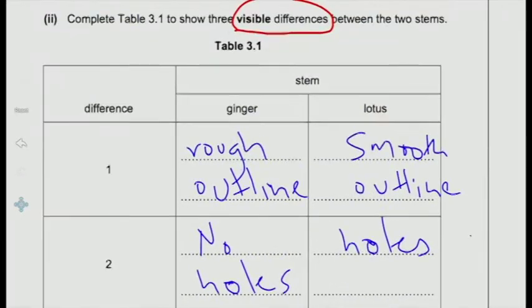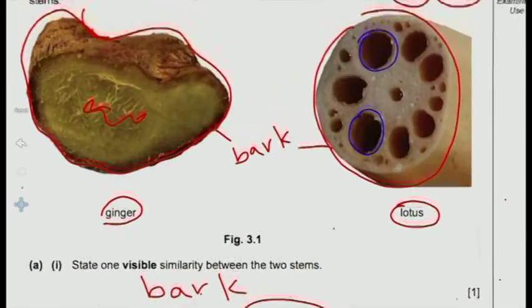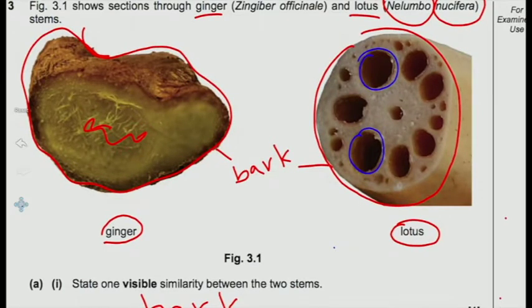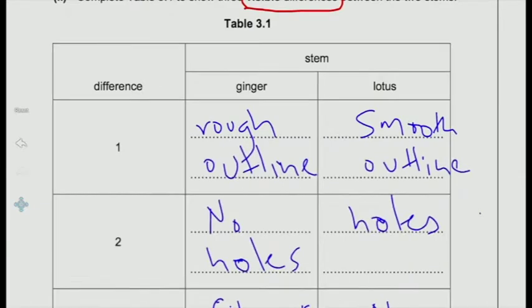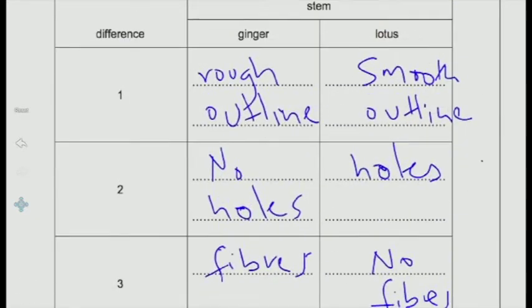Let's go back to confirm our differences. The ginger on the left and the lotus on the right. Those are the differences. Having written all that, we are sure to get all the marks awarded to this particular question. Now let's go to the next part.